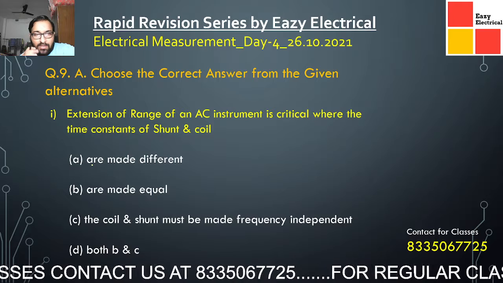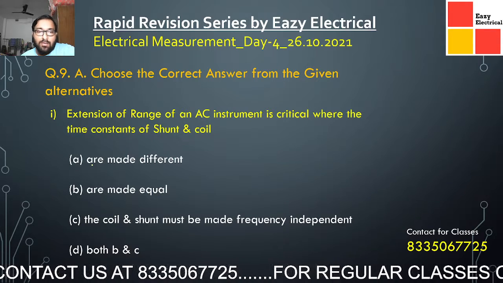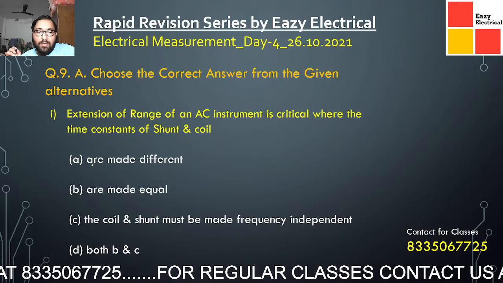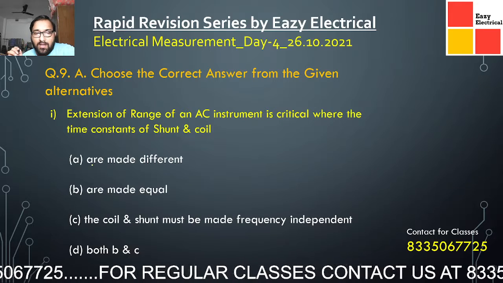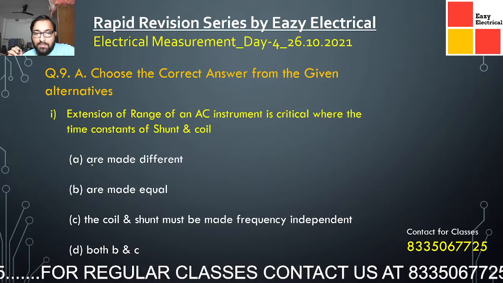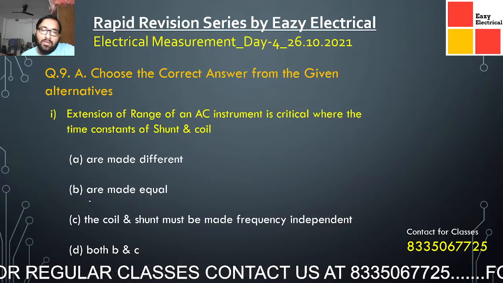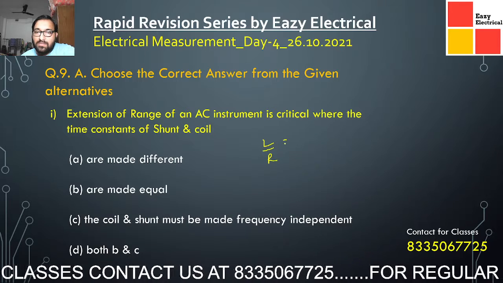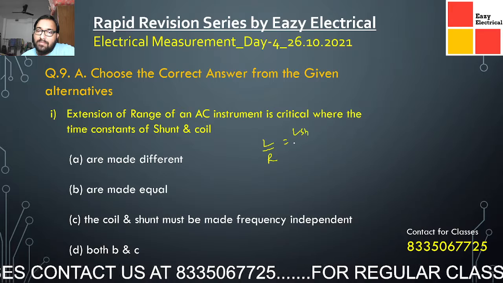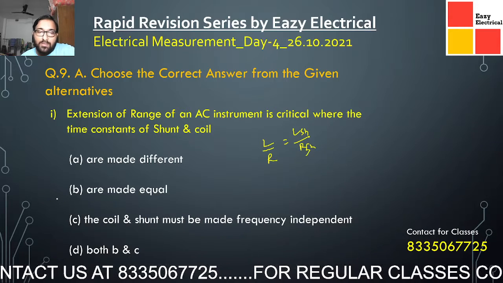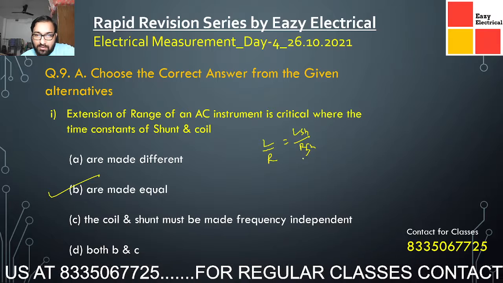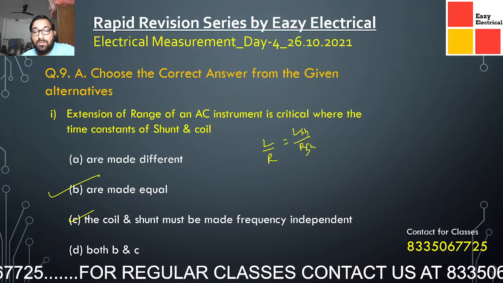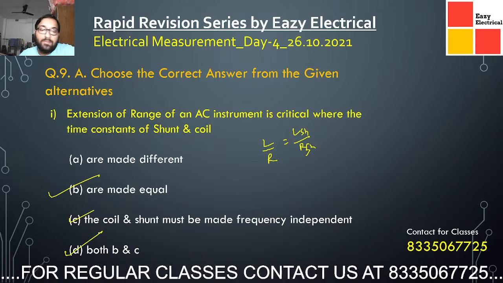Now coming to the next question. For extension of range of an AC instrument, it is critical that the time constants of the shunt and coil are made equal, or that the coil and shunt are made frequency independent. Basically, we generally tend to make the time constants, that is the L by R ratios, the same. That is, L by R for the coil divided by L_sh by R_sh has to be the same. So this point has to be made equal. Other than that, they have to be frequency independent as well, since frequency dependent parameters are also associated. So both B and C will be the correct option.